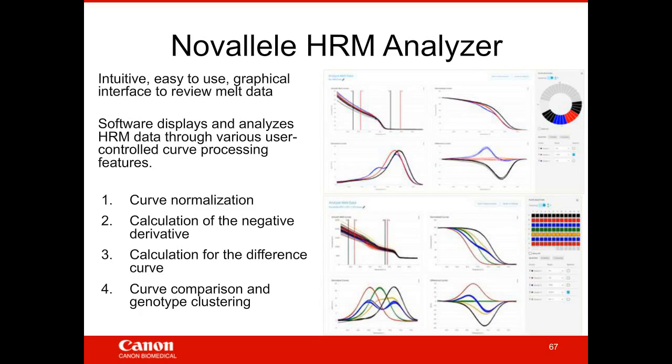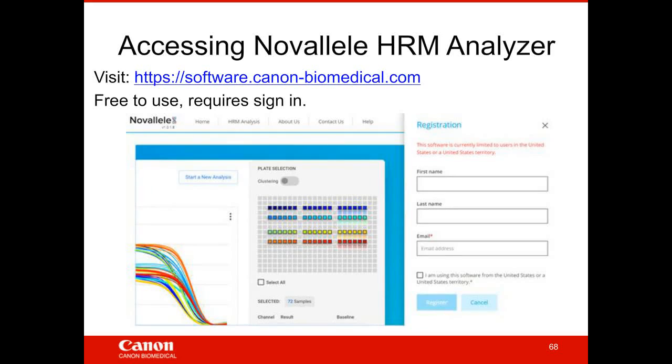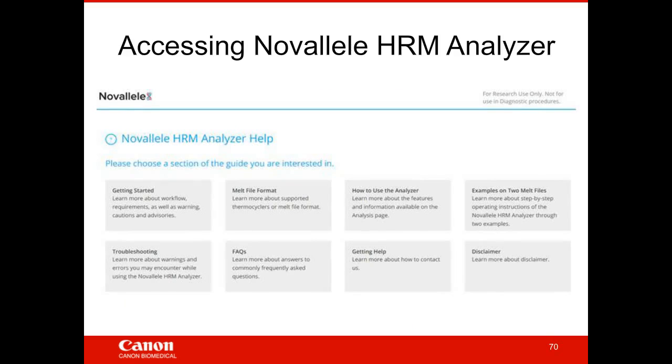If you want to learn more, you can visit our virtual booth, or you can see a demo of the software online. To access the software, you can visit the website here, which is software.canon-biomedical.com, and you can register to use. The software has a help page. The link is highlighted here in red. The help page is essentially a user guide and can help navigate the software and even offers sample files to play with and test.